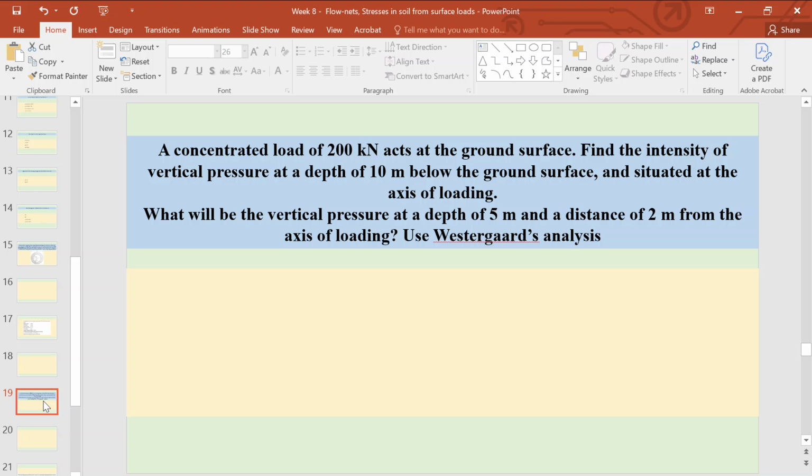A concentrated load of 200 kilonewton acts at the ground surface. Find the intensity of vertical pressure at a depth of 10 meter below the ground surface and situated at the axis of loading. What will be the vertical pressure at a depth of 5 meter and a distance of 2 meter from the axis of loading? Use Westergaard's analysis. I believe we have solved this sum yesterday using the Boussinesq's analysis, this one or something very similar to this. So today you have to solve this using the Westergaard analysis.